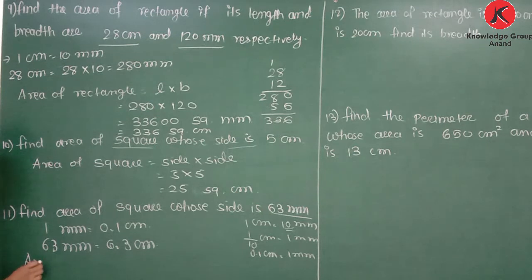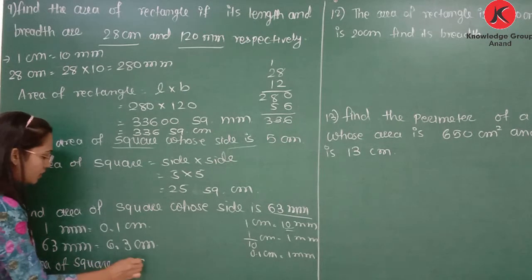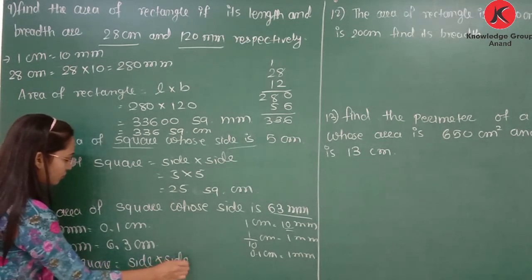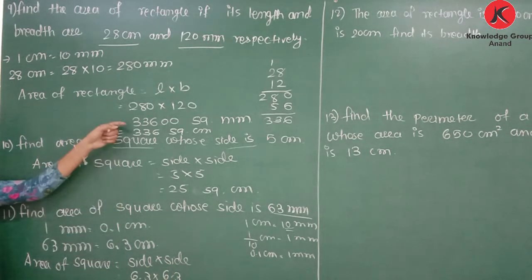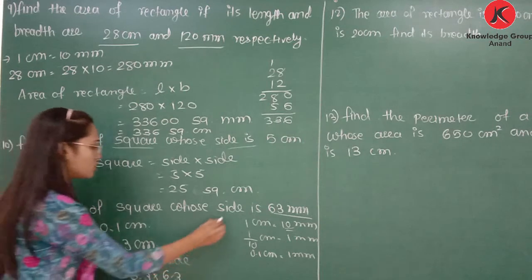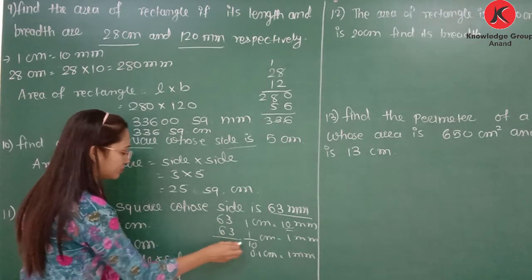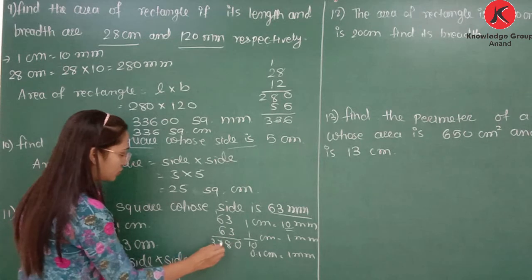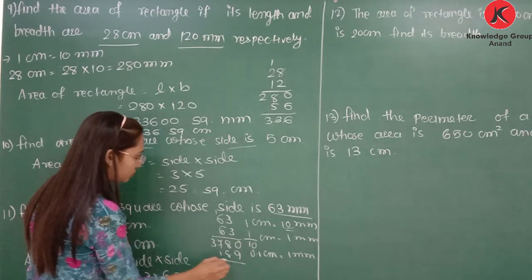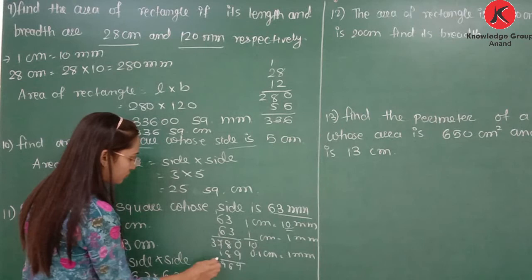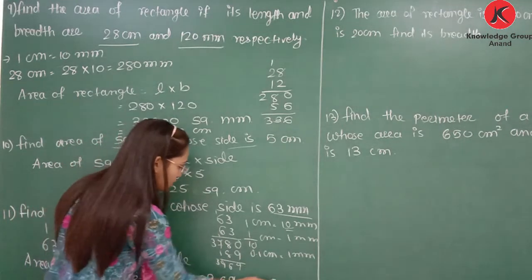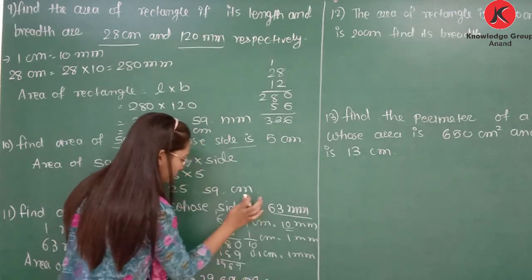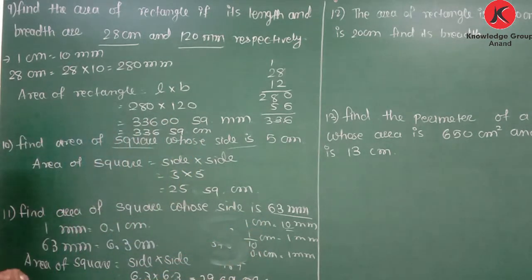Now area of a square is side multiply side. So it is 6.3 multiply 6.3. You can take the answer in this mm also, then it is also correct. So 63 multiply 63. So it is 39.69 square centimeters. Clear? Now next one.